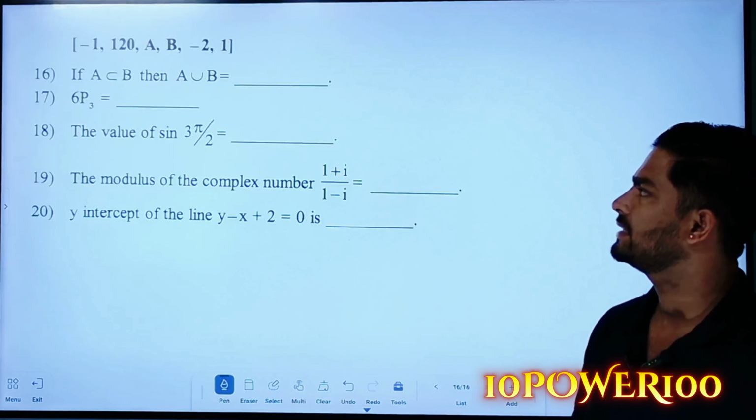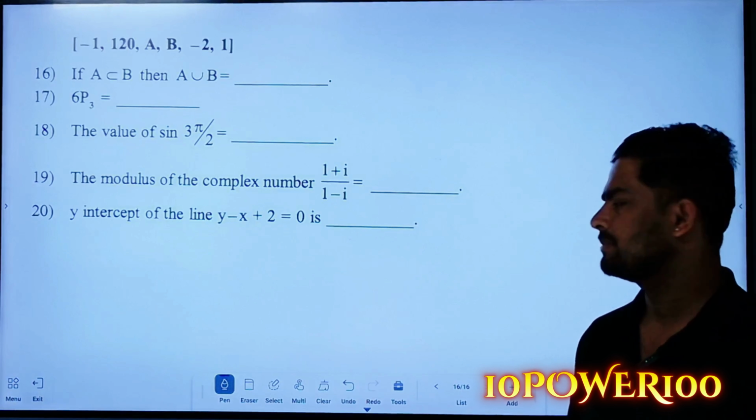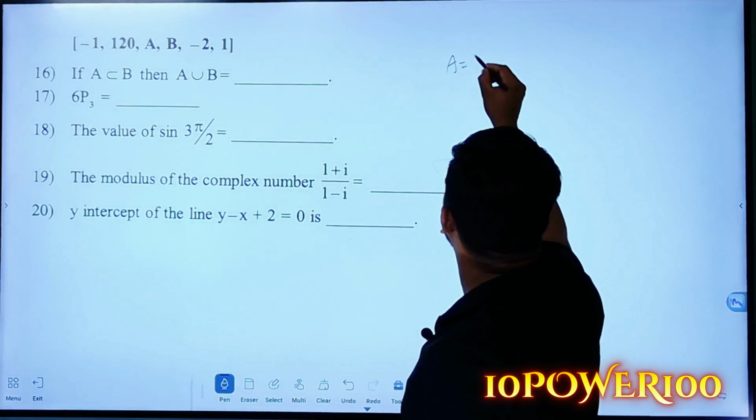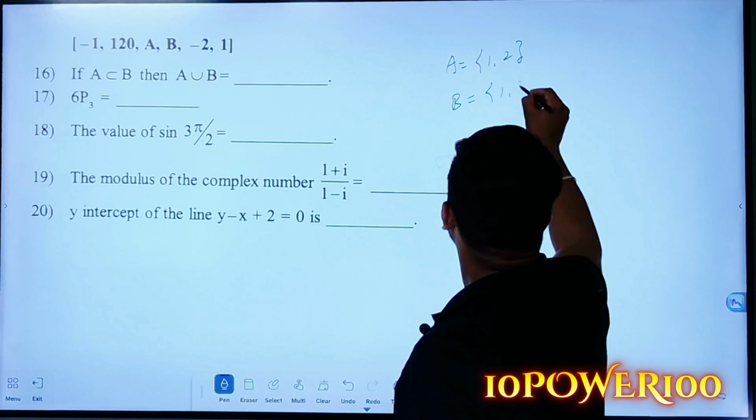So first one, A is a subset of B. Then what is A union B? Okay, A is a subset of B. So very simple example, take A equal to 1 2, and B equal to 1 2 3.